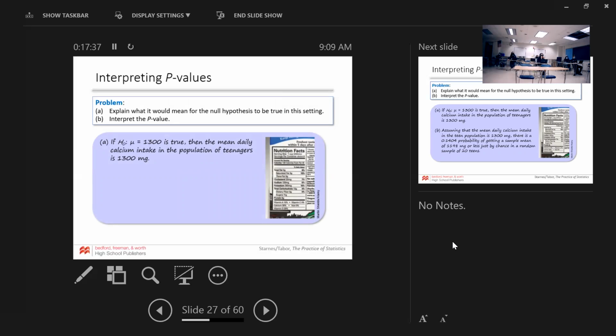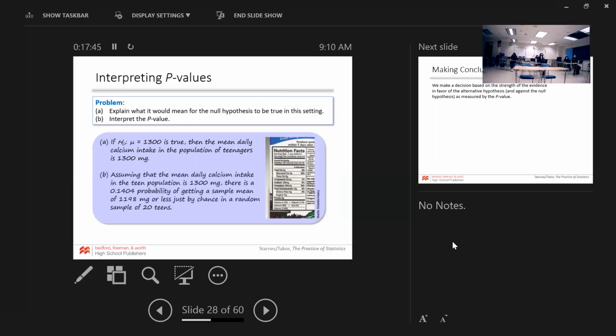Well, if the null is true, then the parameter is actually 1,300. There's a 14% chance that the mean value is actually 1,300, and we got 1198 by chance alone. The p-value is 14%. The probability of getting a test statistic of 1198 or less by chance alone is 14% when the null 1,300 is true.